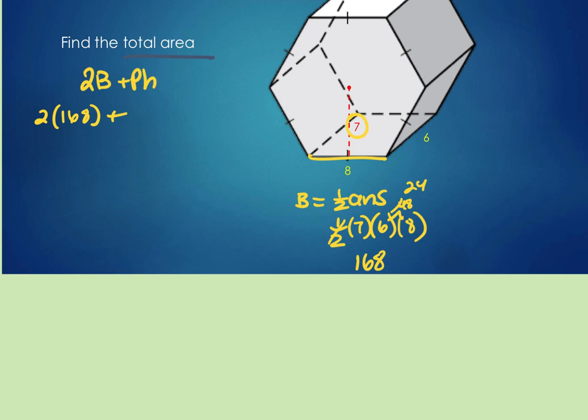Now, P is the perimeter of the base. So if the side lengths are 8 and there are 6 of them, what's the perimeter of the base? 48, good. And what's the height of the prism? 6.